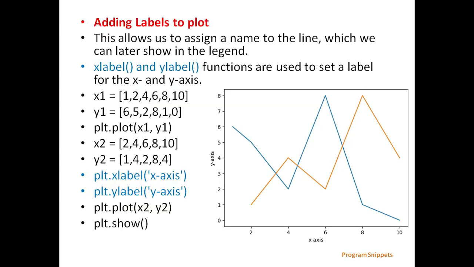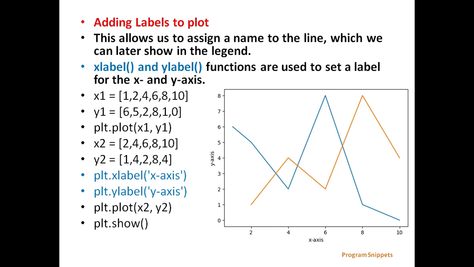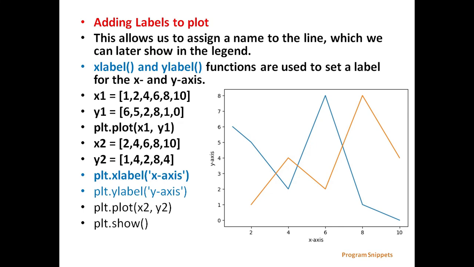We can add labels to the plot, which we'll use to assign a name to the line, which can later show in the legend. X label and y label functions are used to set a label for the x-axis and y-axis respectively. Here we'll use the same example for plotting the graph as x1 and y1, and we'll plot the graph with plt.plot x1 and y1. Then we'll define x2 and y2, and we'll set the x-axis label as x-axis with the x label function and the y-axis label as y-axis with the y label function. And when we plot the graph, it will display the x-axis label and y-axis label.